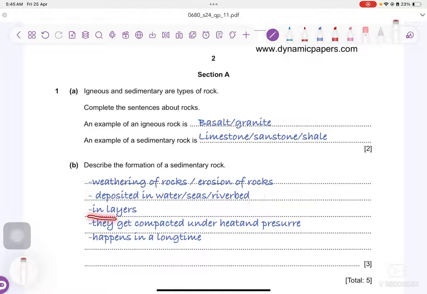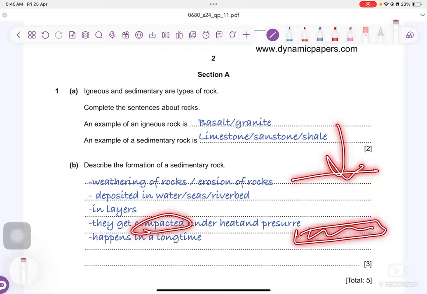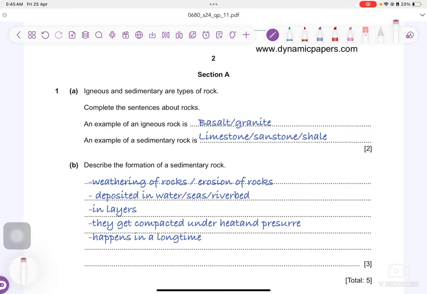What happens is that they get layered, okay? So layers happen. And when more layers are accumulated over each other, compaction happens, okay? So the top layer is pushed downwards, okay? And this compaction happens under heat and pressure, okay? And that takes over millions of years, or you can just say over a long time, okay? That's how sedimentary rocks are formed.